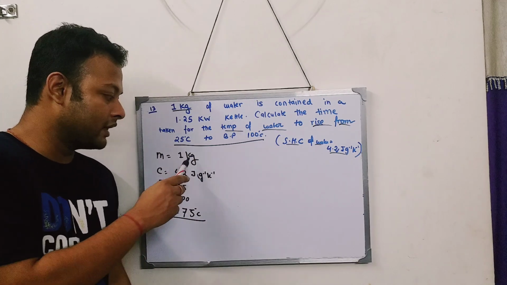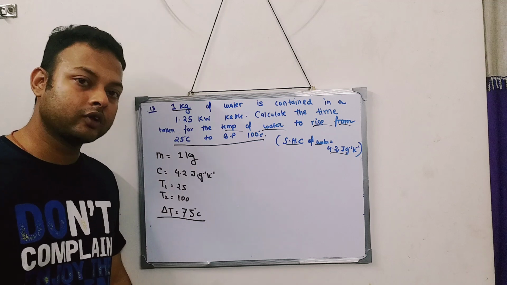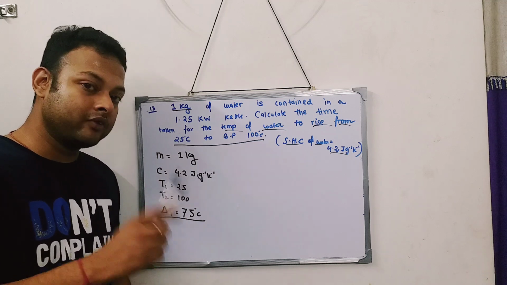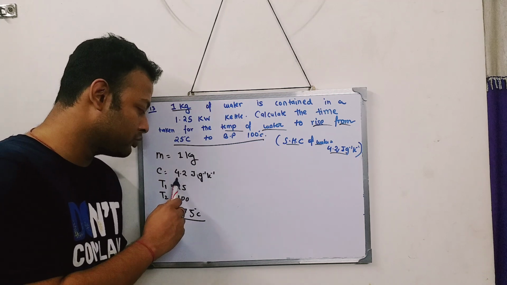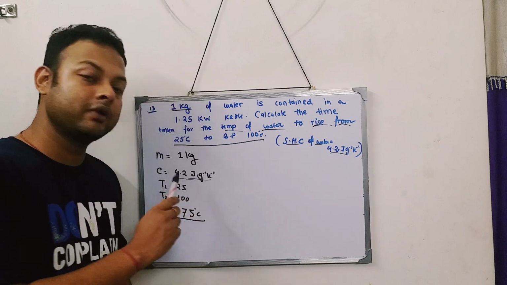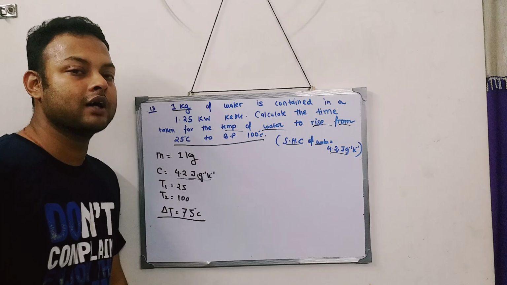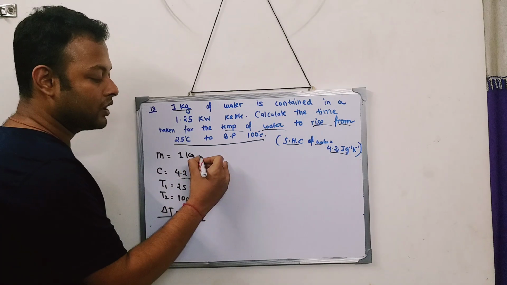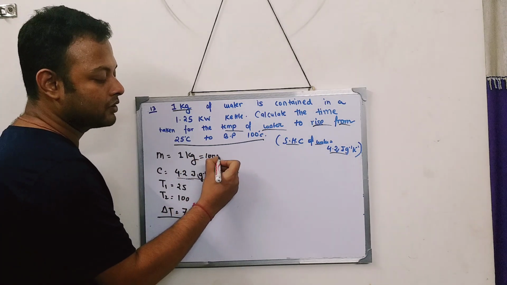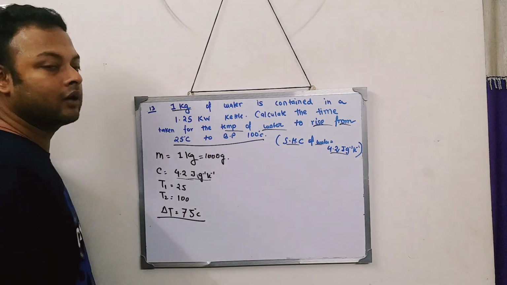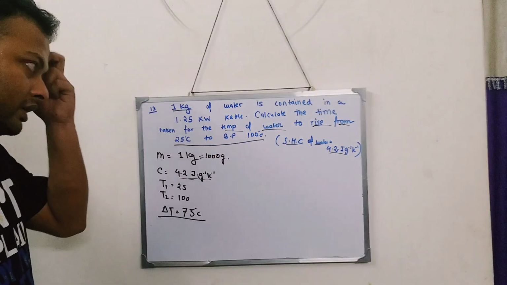What should you do, kg or the gram? I told you in the previous sum, you are in no way supposed to change this value. This value remains fixed. You cannot change this value, but you are supposed to change the mass value. So this 1 kg, if I do in gram, that becomes 1000 gram.